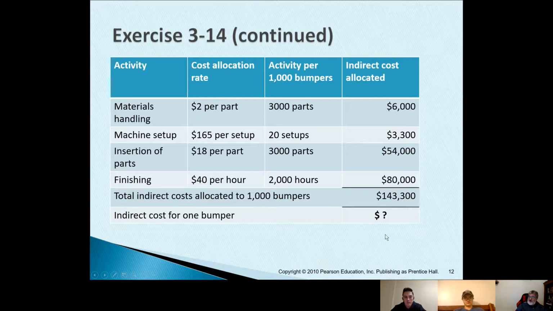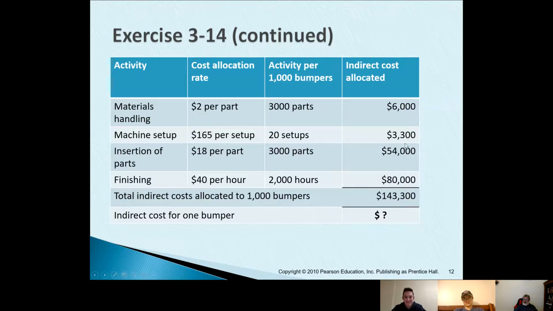So what's our indirect cost for one bumper? You could just add the cost allocation rate off the left side. 143.30. Couldn't you? Yeah, so if we did 1,000 bumpers, we're just going to drop zeros off of there. Yeah, it's $143.30. Drop 3 zeros off of there. There's 3 zeros there, David.